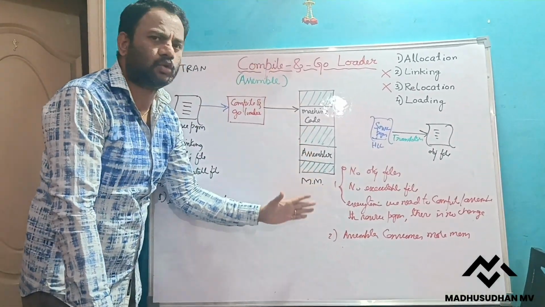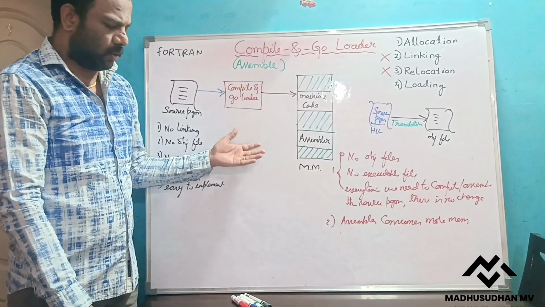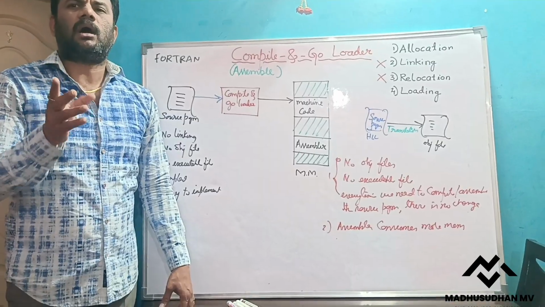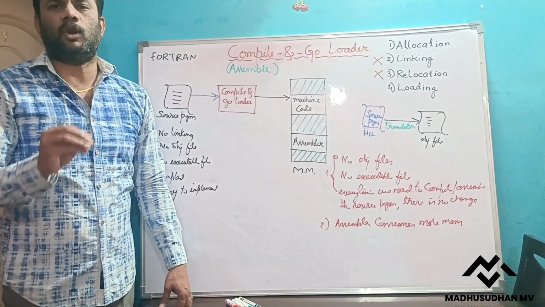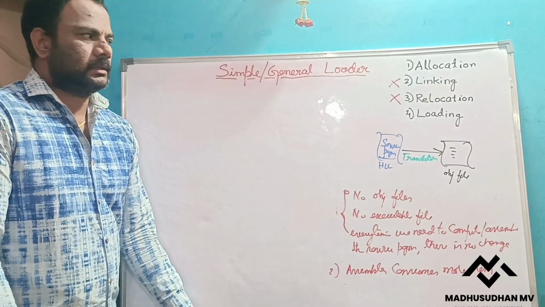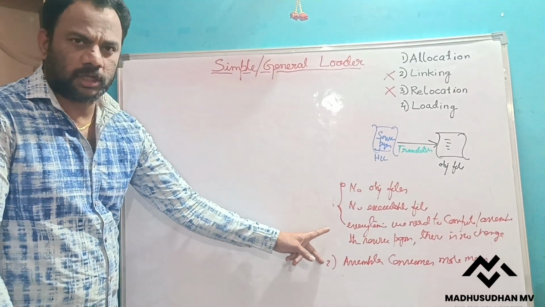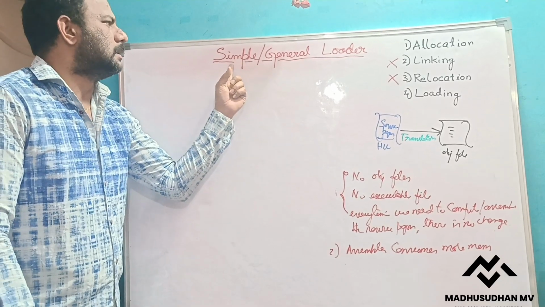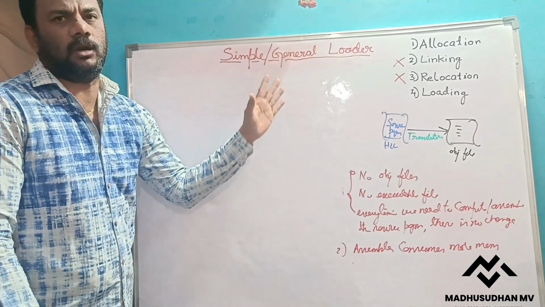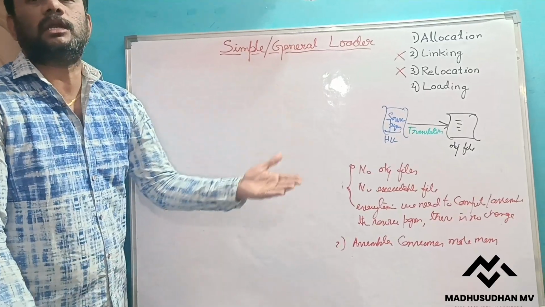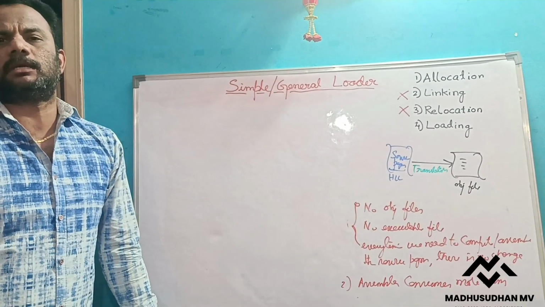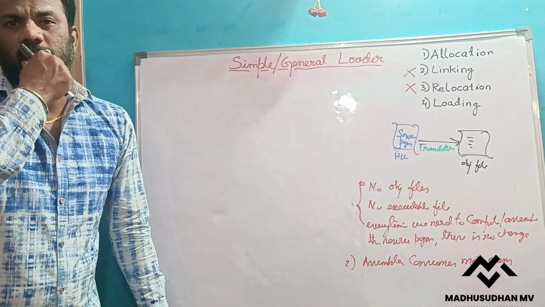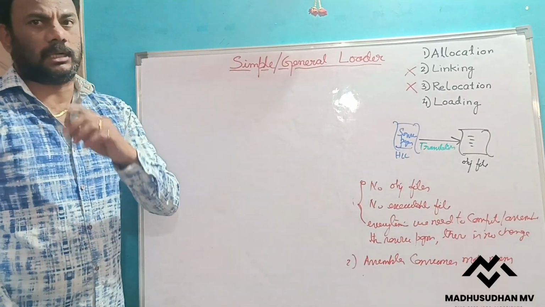To overcome these two disadvantages of the compile and go loader, we go for the next type of loader, called the simple loader, also called the general loader. This loader was introduced after the invention of C and C++. Since C supports subroutines, which we call functions, and inbuilt functions, it supports multi-programming.